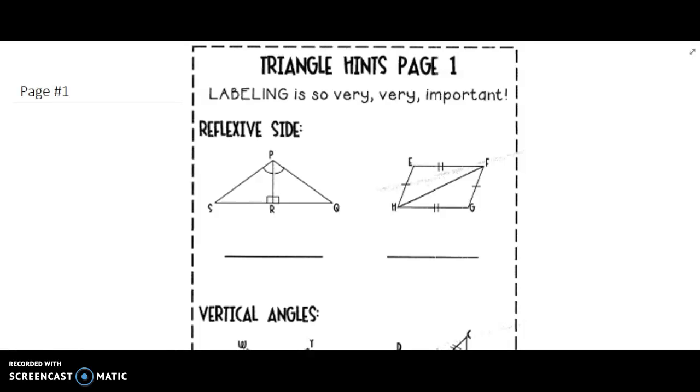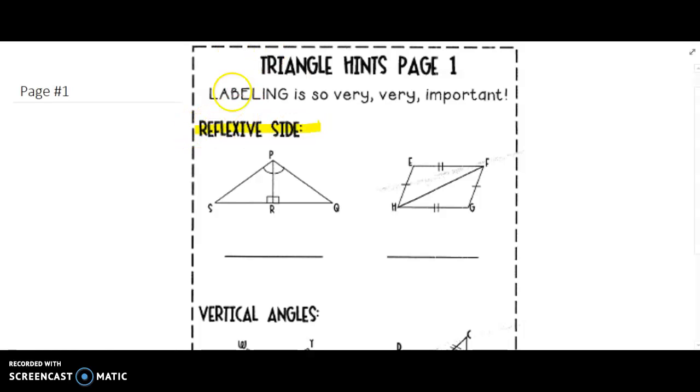All right, the first thing in your interactive student notebook is this triangle hints page number 1. These are just some hints that you will use throughout that'll really help you. As you do more of these, things will start jumping out at you. These 4 things we're going to do, 2 on this page, 2 on the next, are really things that you should start seeing first. The first thing we're going to talk about is the reflexive side.